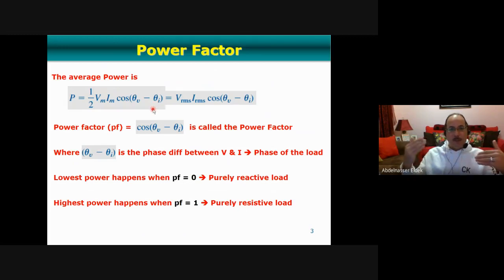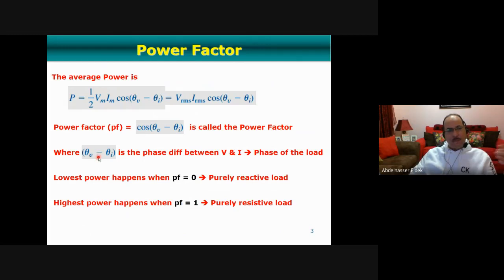If the difference is 0, then cosine 0 is 1, so this is the maximum. And if it is 90 or negative 90, then cosine of 90 or negative 90 is 0. This is the lowest power factor. So the power factor ranges from 0 to 1.